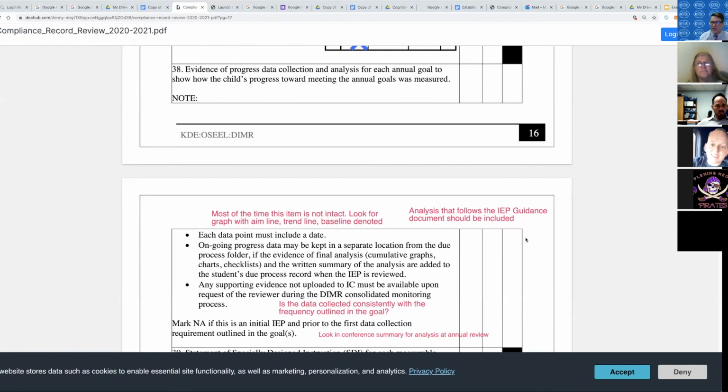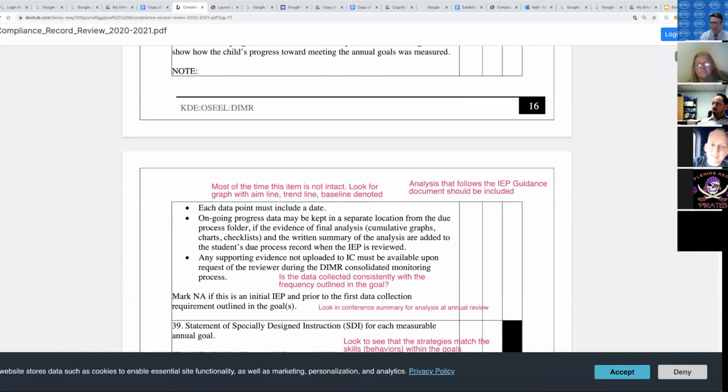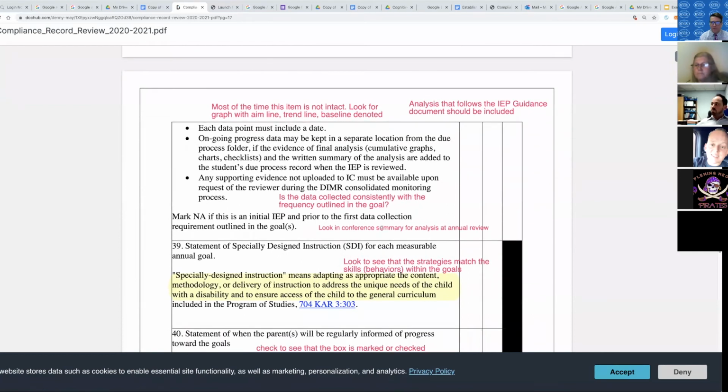Okay, so you've got a kid that's making progress, a kid that may not be making progress. You've got some examples in there of what you're supposed to be talking about. And there's purposes for progress monitoring. Progress monitoring informs your special design instruction. Is it the right instruction? It also informs you, is the student trending toward meeting the goal? So there's lots of purposes for the progress monitoring. And we're looking in the conference summary, if we review this, to see that there's some analysis at annual review. And I would say that might be the number one thing that I see missing.